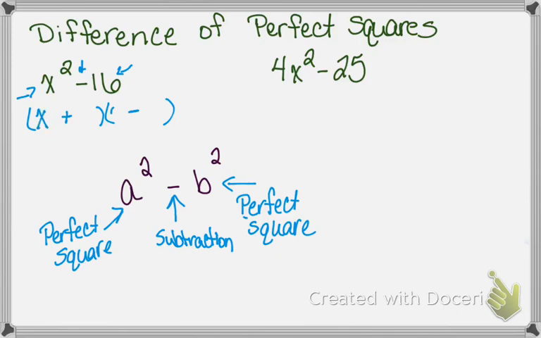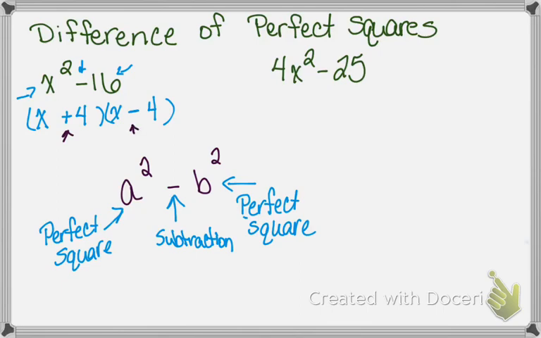So I'm going to put an x here, and I'm going to put an x here. Okay? What's the square root of 16? Okay, so I'm going to put a 4 here, and I'm going to put a 4 here. Now, we have to have one plus and one minus.